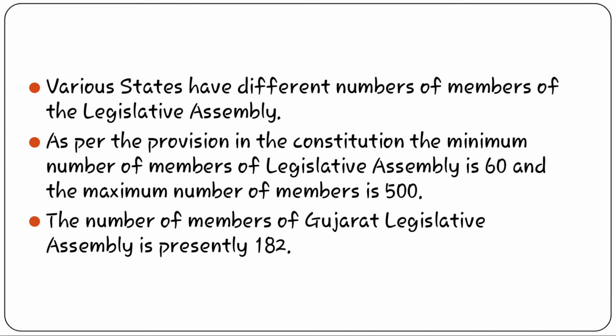Various states have different numbers of members of the Legislative Assembly. The number of members to be sent to the Legislative Assembly is different as per the population and so on. As per the provision of the Constitution, the minimum number of members of a Legislative Assembly is 60 and the maximum is 500. The Gujarat Legislative Assembly at present has 182 members.